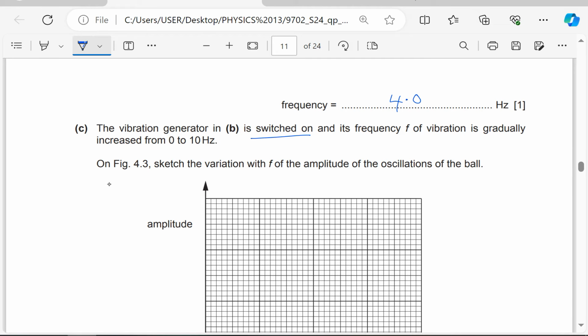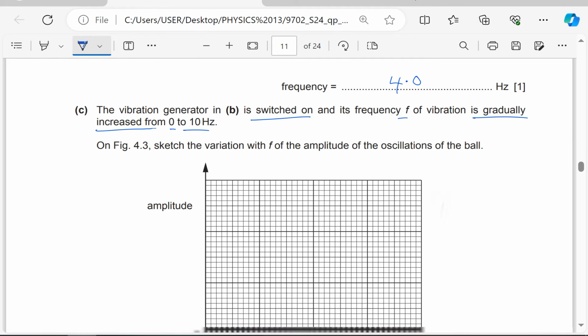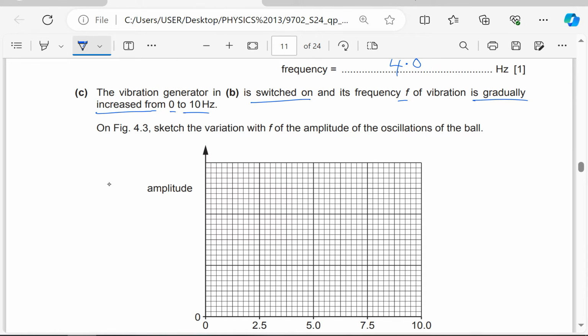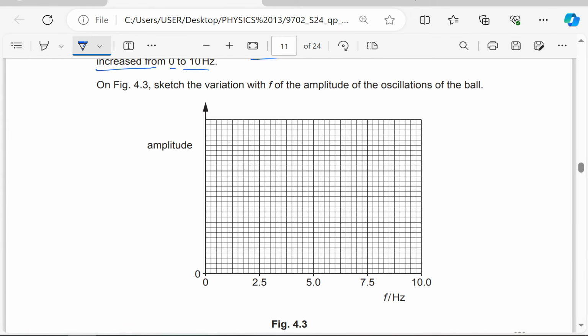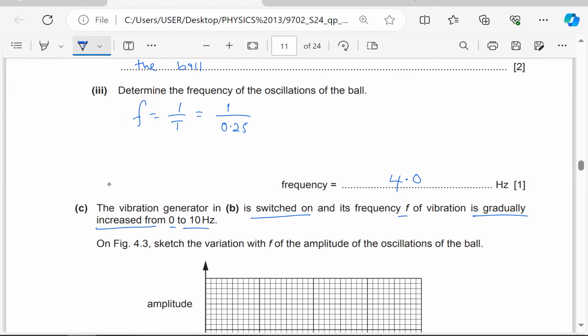The vibration generator in B is switched on. Now we are going to have forced oscillation, so we expect resonance to occur. Its frequency f of the vibration is gradually increased from 0 to 10. On the figure, sketch the variation with f of the amplitude of the oscillations of the ball. So this is going to be the resonance curve. The natural frequency is 4.0 Hz.